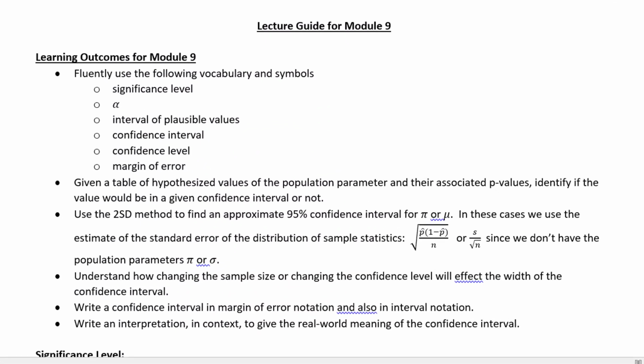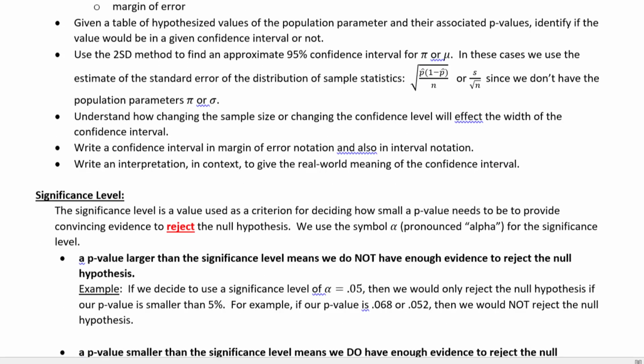This is Module 9, the first video. We're going to discuss significance level and do example 1.